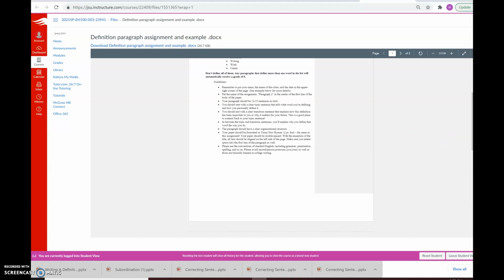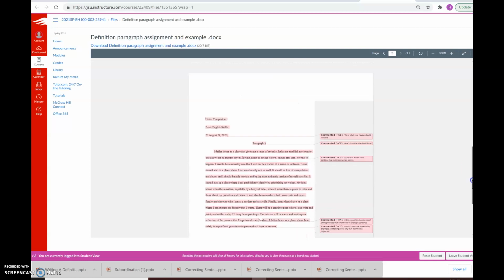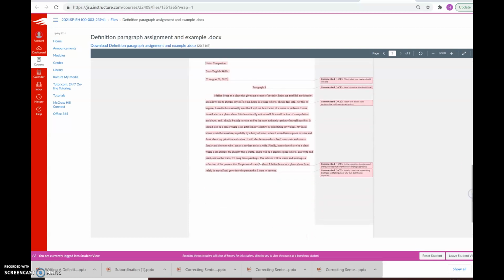Because definition paragraphs are easier to demonstrate than explain, and the PowerPoint is very quick, it's only about 5 minutes, I went ahead and did an example for you. So here's an example that you can look through where I go through each of the pieces of it, and you can use this as a model as well.